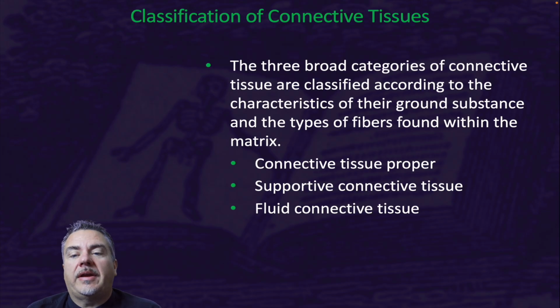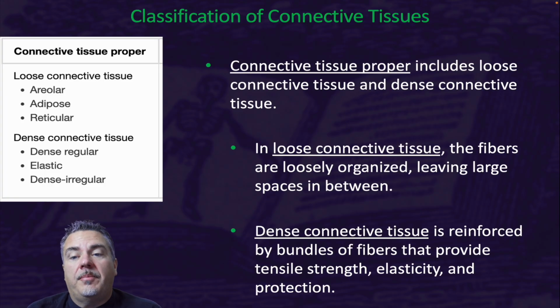The three broad categories of connective tissue are classified according to the characteristics of their ground substance and the types of fibers found within the matrix. These would be connective tissue proper, supportive connective tissue, and fluid connective tissue. So, connective tissue proper includes loose connective tissue and dense connective tissue. In loose connective tissue, the fibers are loosely organized, leaving large spaces in between. Dense connective tissue is reinforced by bundles of fibers that provide tensile strength, elasticity, and protection.